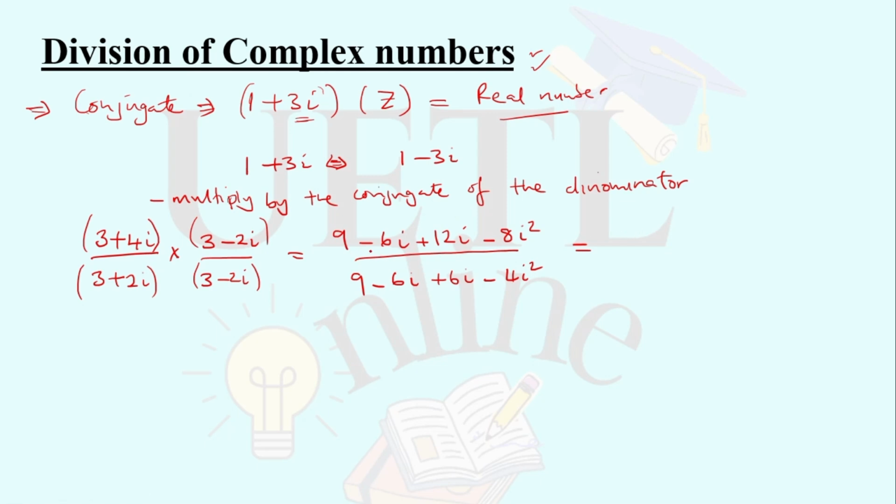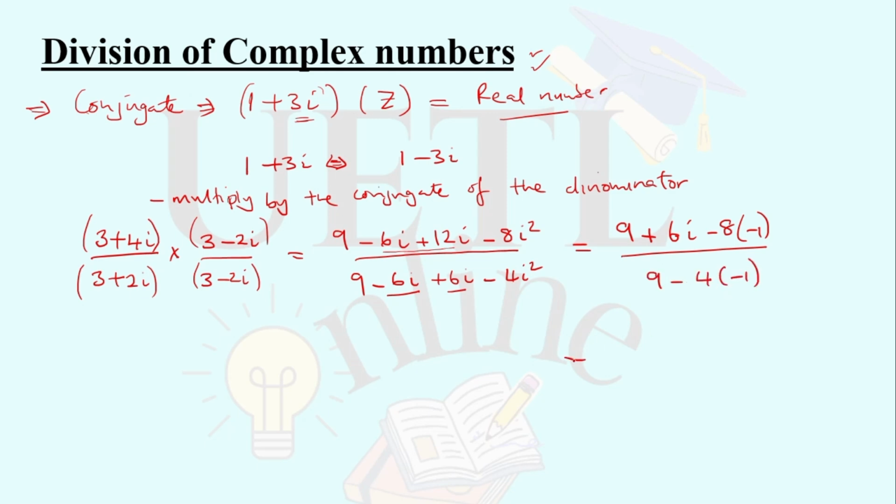Now we can see that on top, it's 9 minus 6i plus 12i, we're going to get plus 6i. Then here minus 8 times i squared, which is minus 1. On the bottom, minus 6i and plus 6i is going to give us 0. Then here we're going to get 9 minus 4 times i squared, which is minus 1.